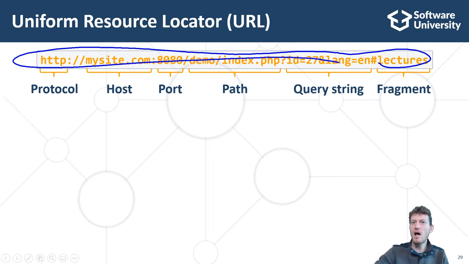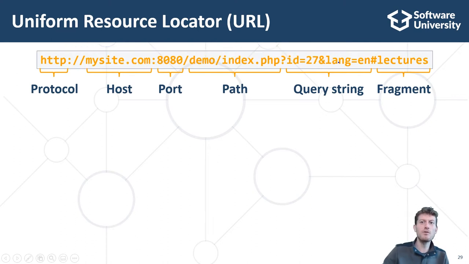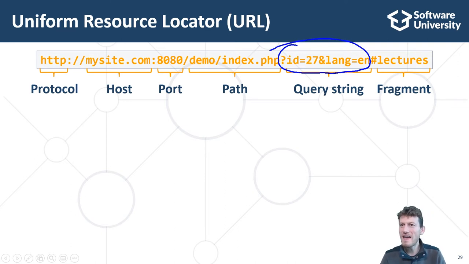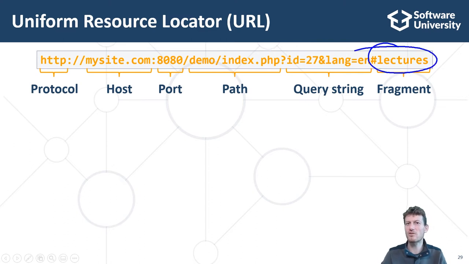http://mysite.com:8080/demos/index.php?id=27&l=2n#lectures. In this example, the URL uses the HTTP protocol. The hostname is mysite.com. The connection port is 8080. The resource path is /demos/index.php. The query string is id=27 and l=2n. And the fragment is #lectures. These are the parts of the URL. Let's discuss them in detail.